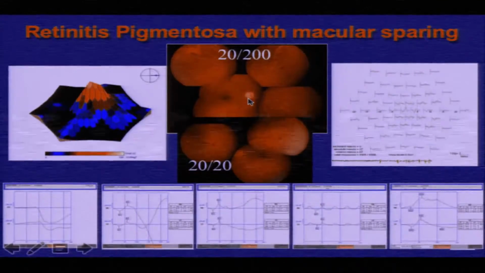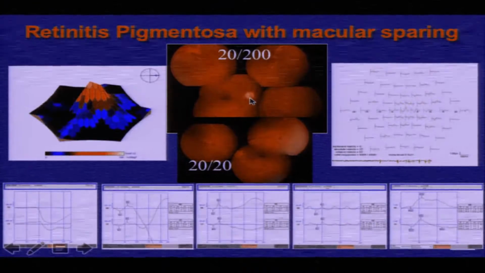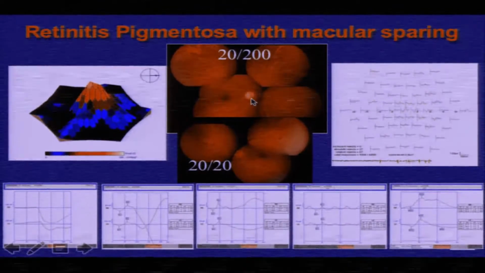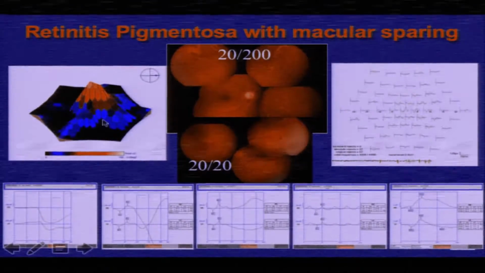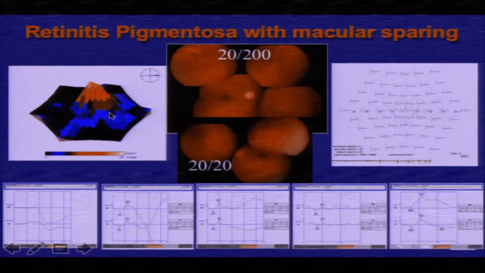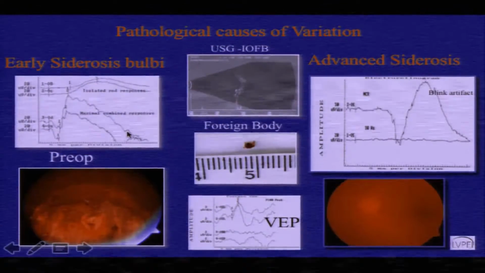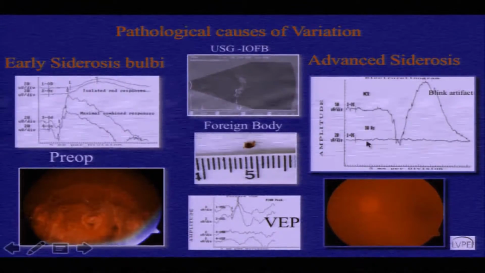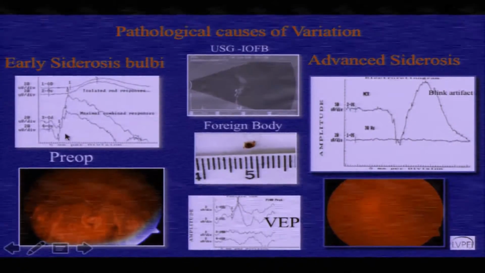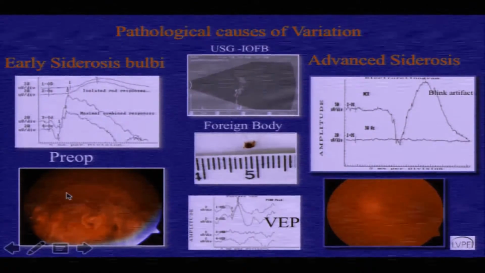So this patient actually has an AION in that eye, and that is the cause of loss of vision and not the RP, because the RP area macular function is perfectly normal. So that's the question you want to ask. In siderosis, you want to know, is it severe siderosis where you have an extinguished ERG, or is it a localized siderosis like this case?